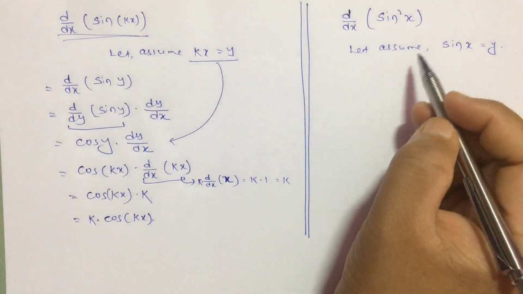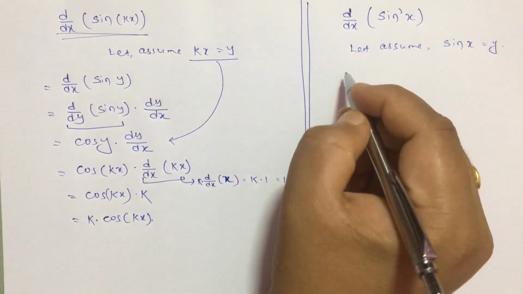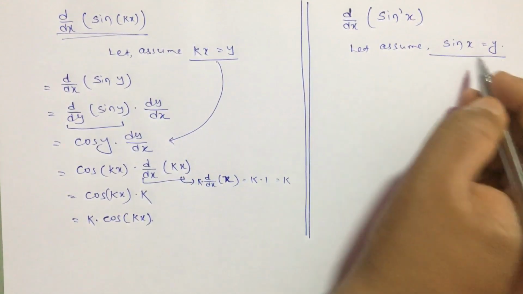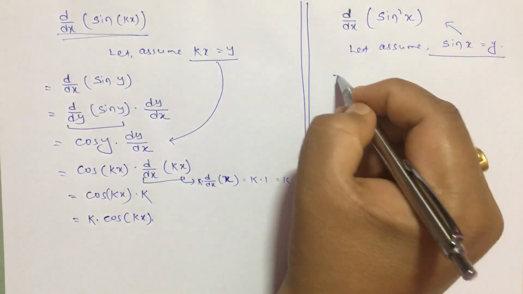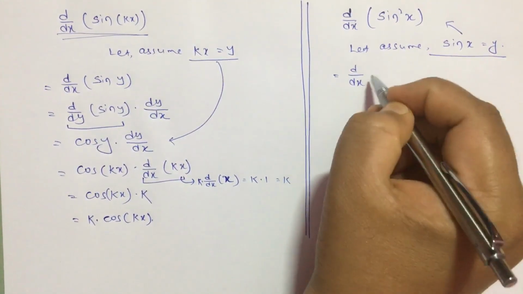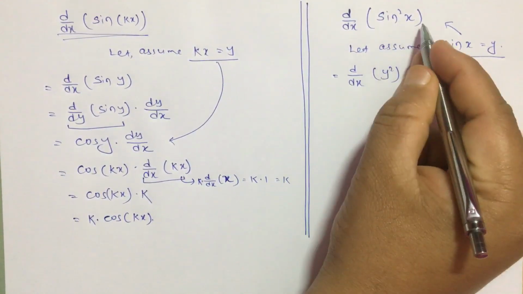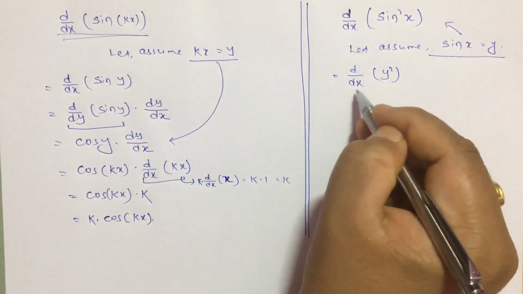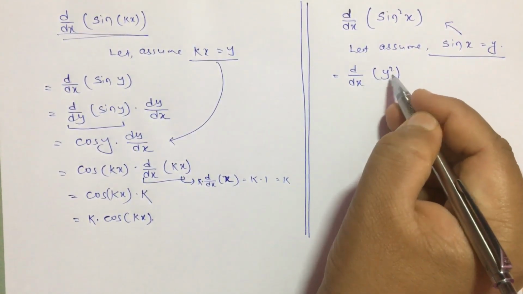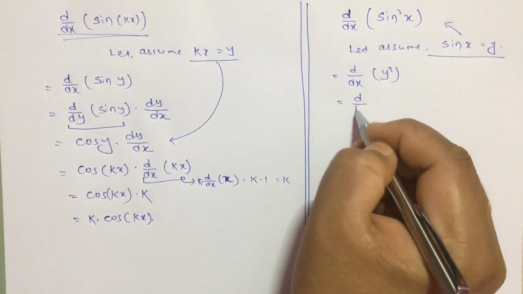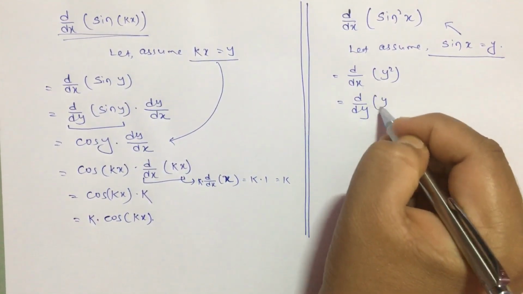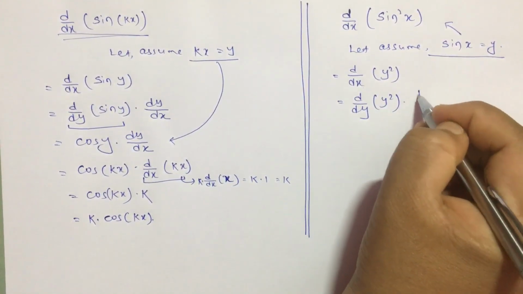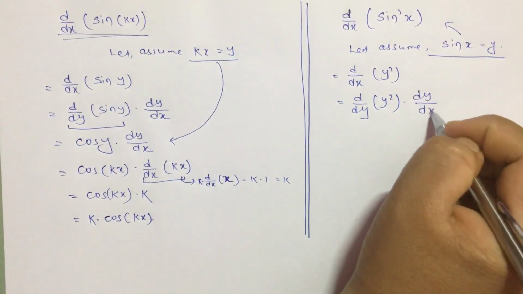But let us solve it this way. If you put sin x equal to y and put it here, then what will you get? d by dx of y square, because sin x whole square means y square. But again you cannot do it because it is x here and y here. So by using the chain rule, you can write it as d by dy of y square into dy by dx.